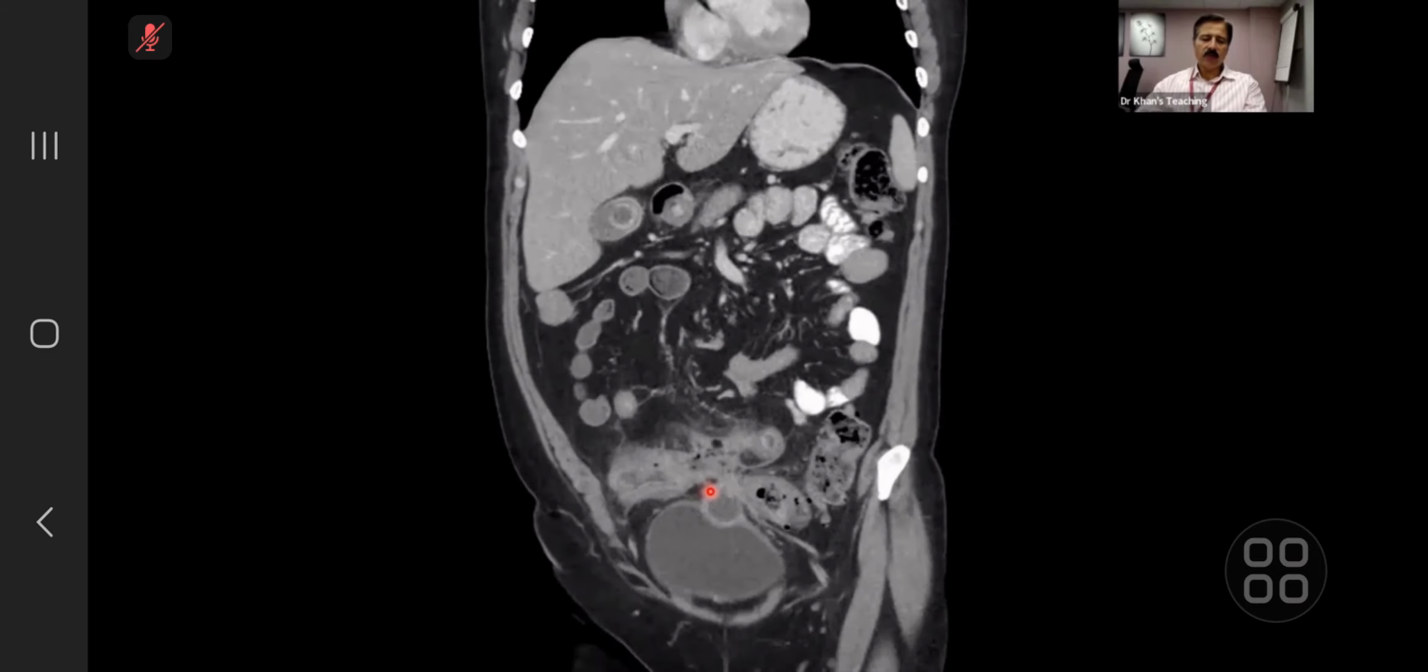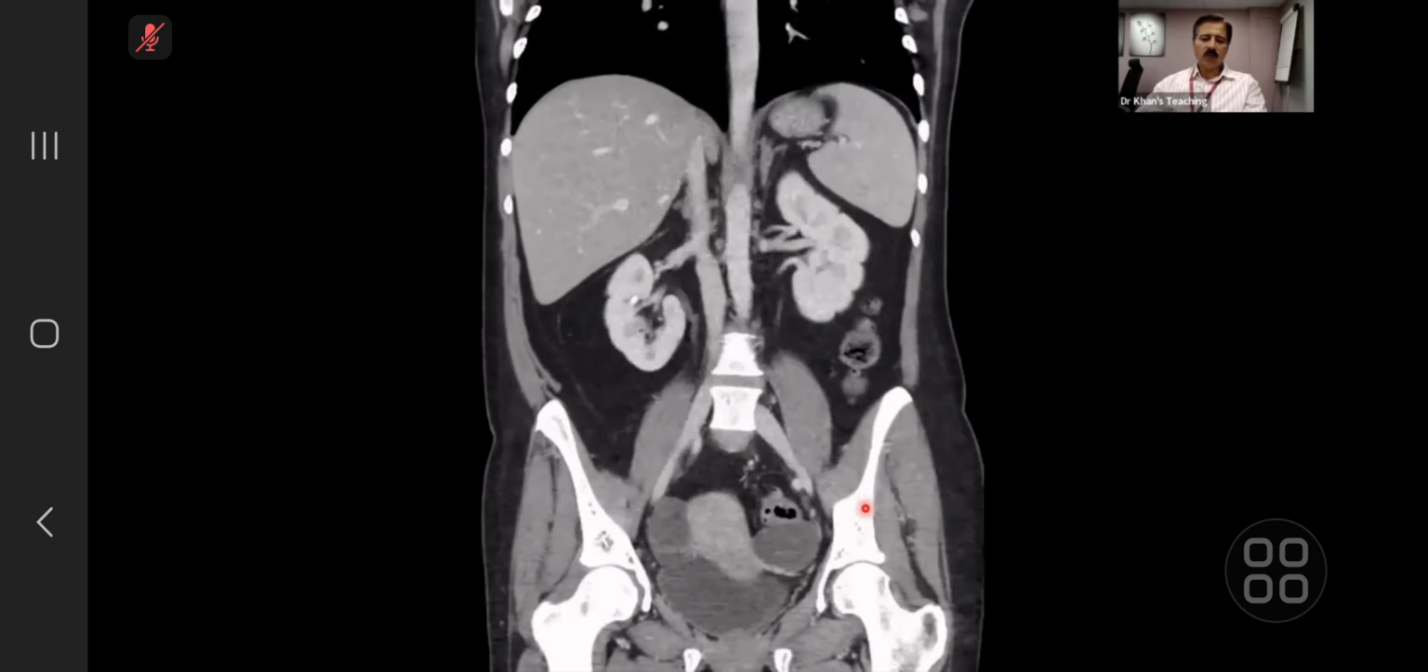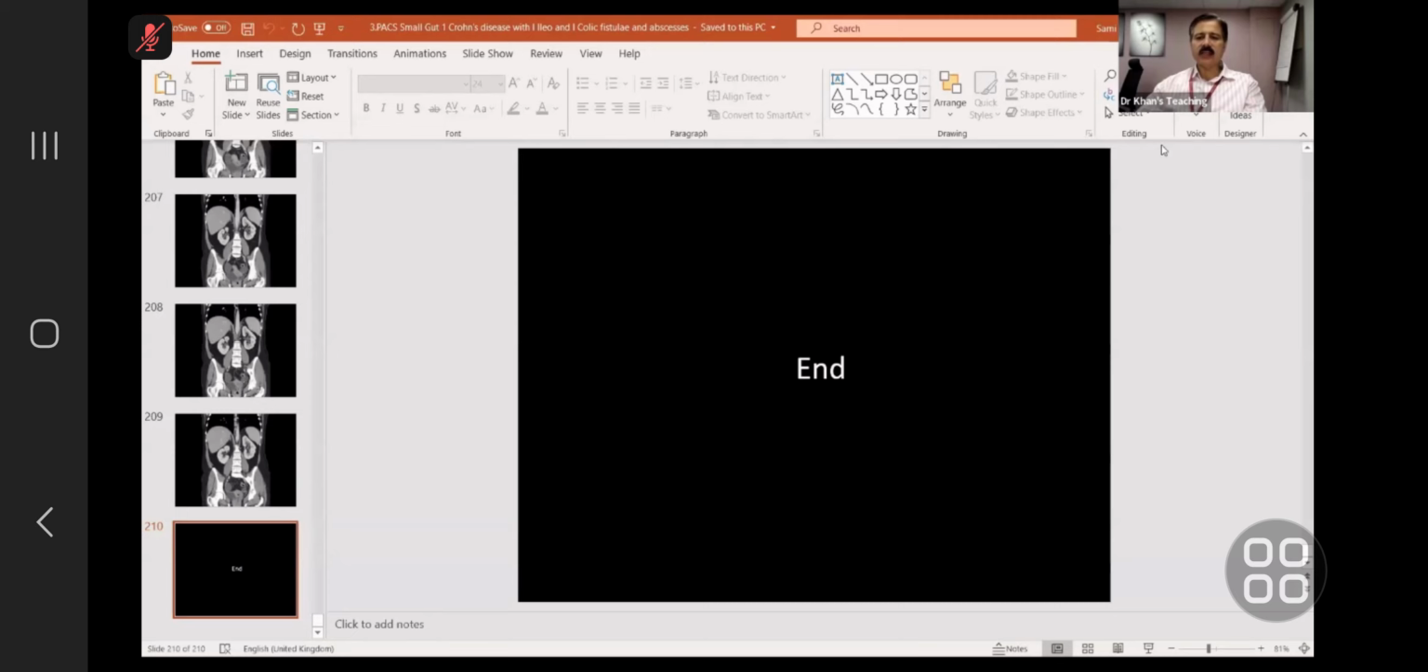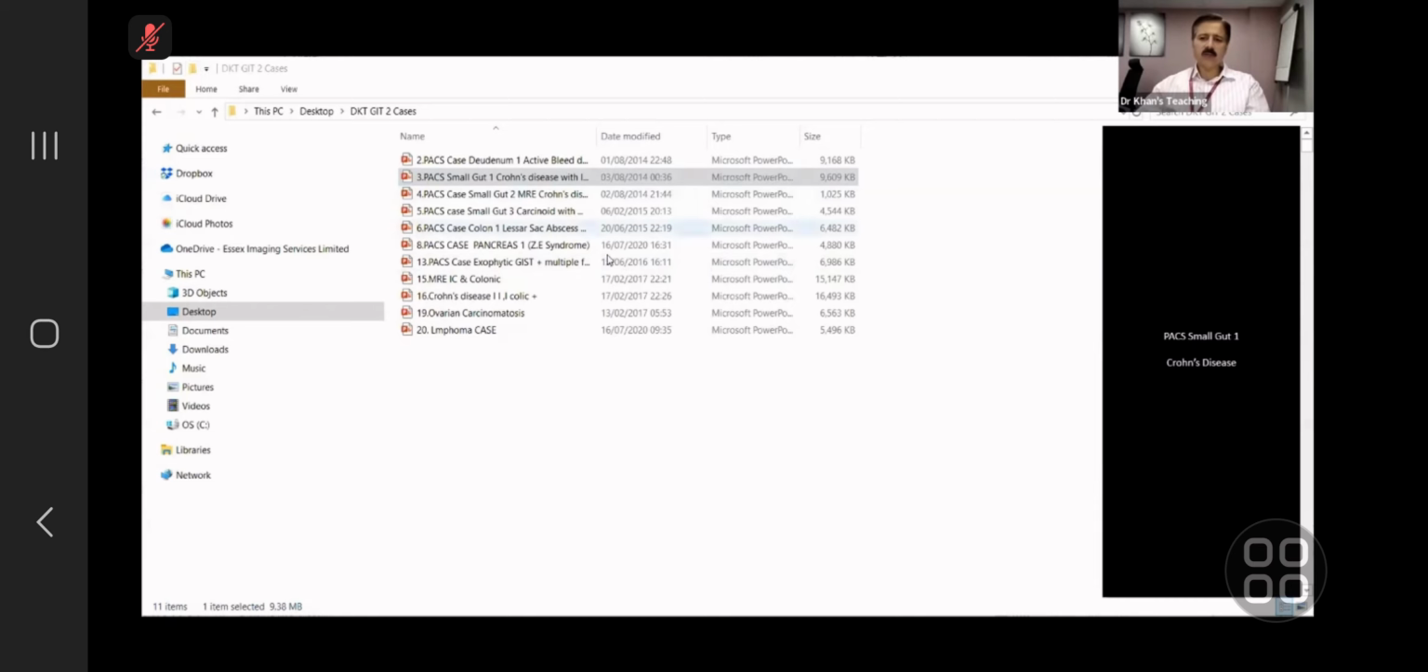So this CT scan tells you that CT is quite a robust investigation to show you everything regarding a Crohn's disease case and things like that. And many a time they will show you this in the exam.